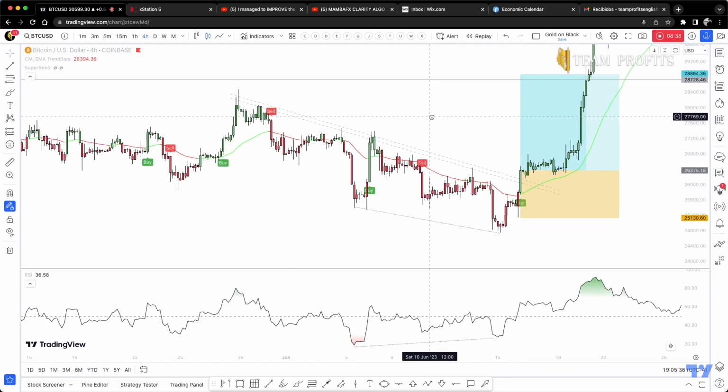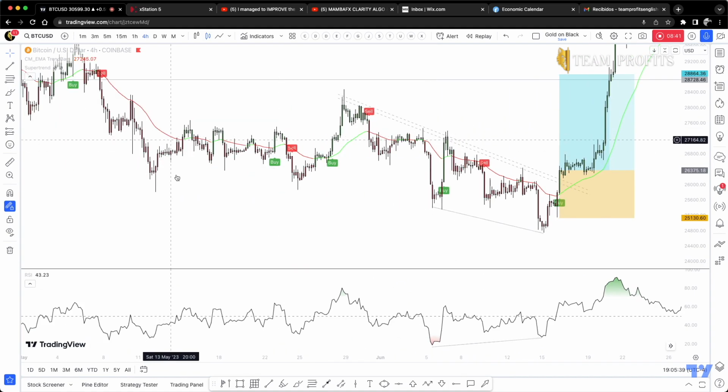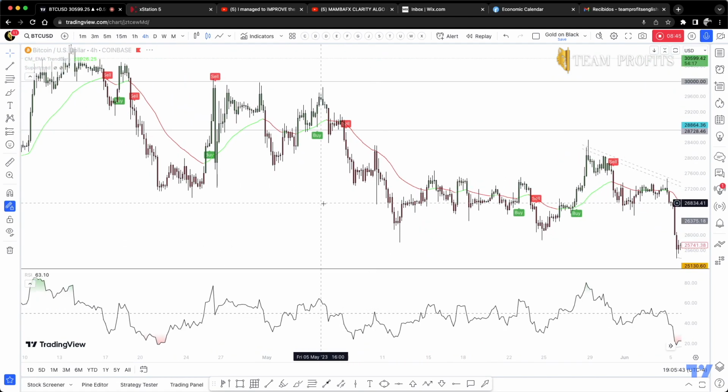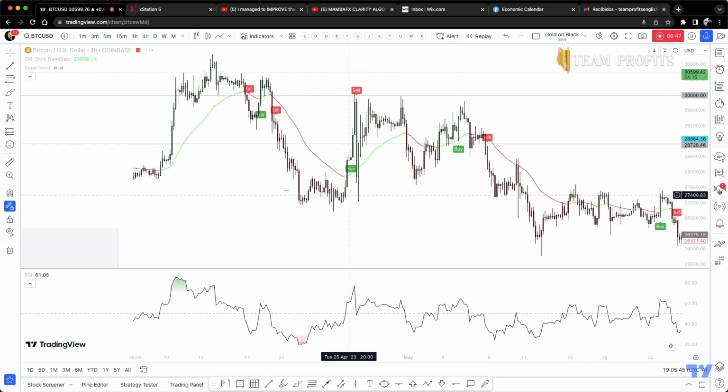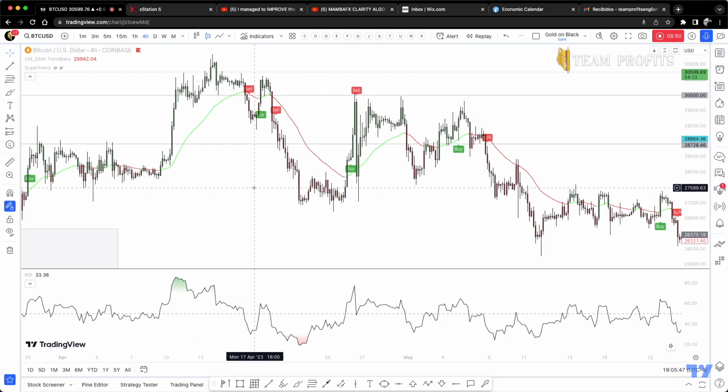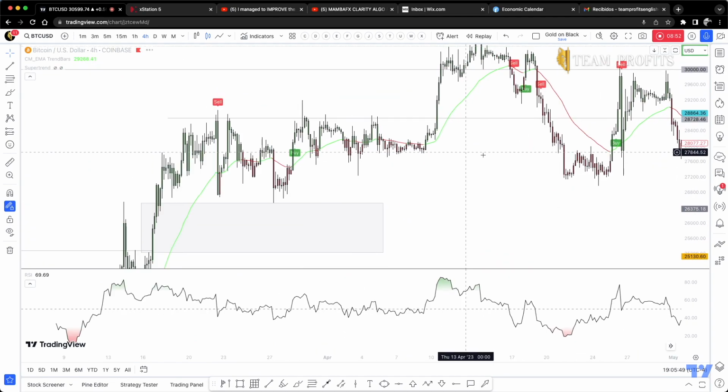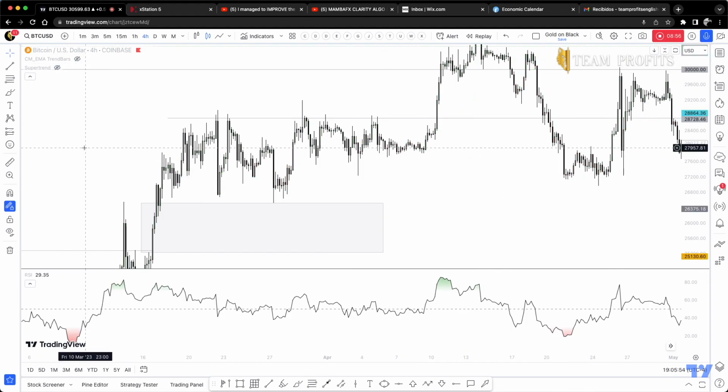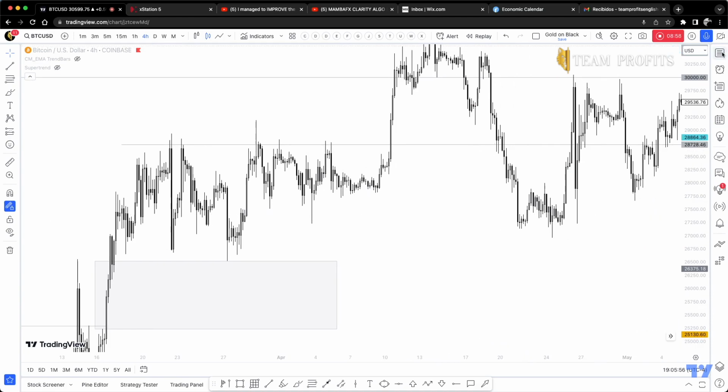Okay, because this is what it is best for. If markets are consolidating, you're going to get a lot of fake outs. This strategy is based on trends. If there is a breakout of a trend, you're going to get really good results. So let's go ahead and hide this thing for a moment, and let's see.